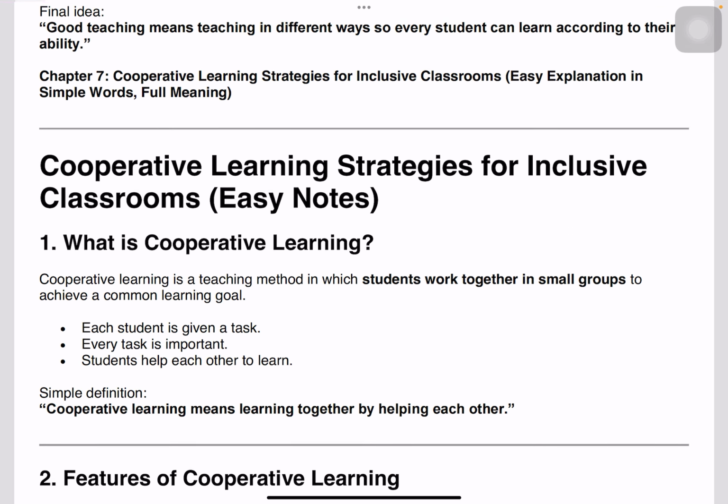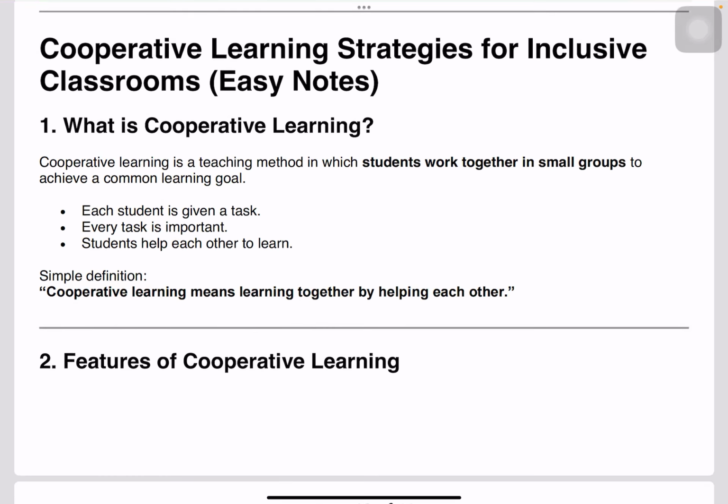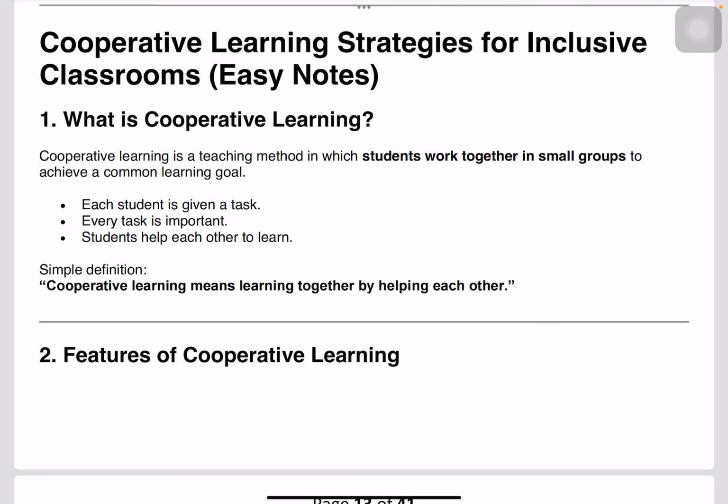Now, chapter number 7 is cooperative learning strategies for inclusive classrooms. Cooperative learning strategies for inclusive classrooms. What is cooperative learning?